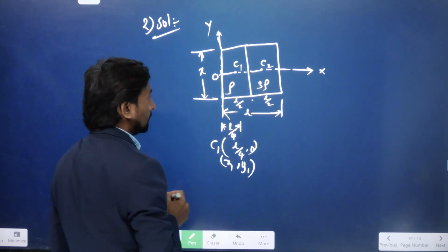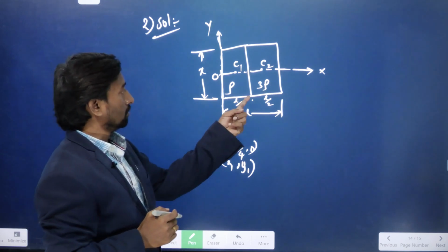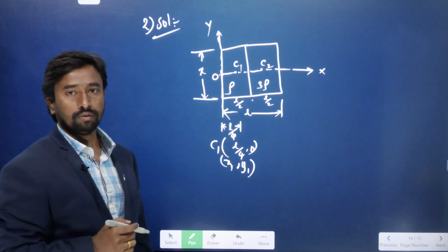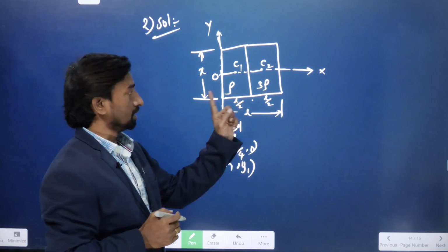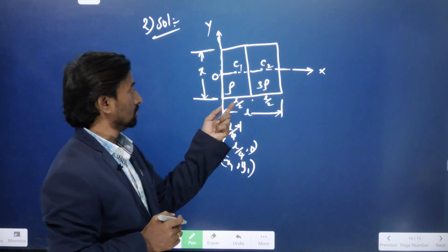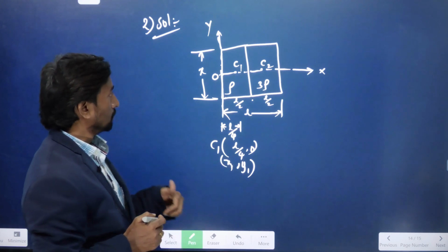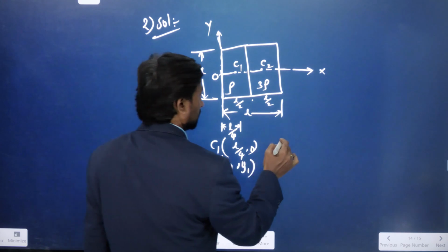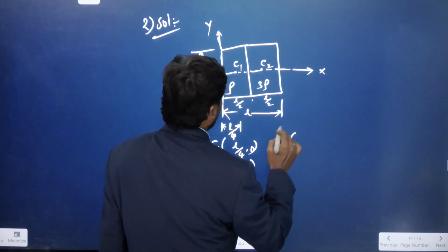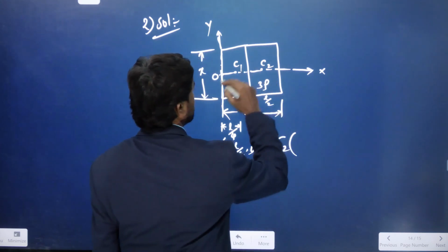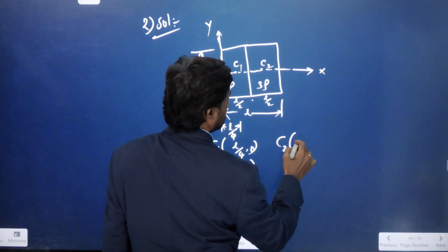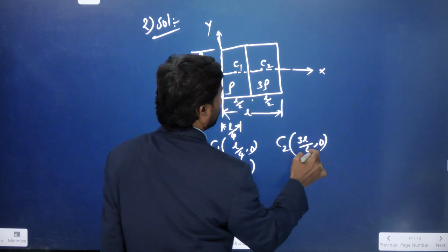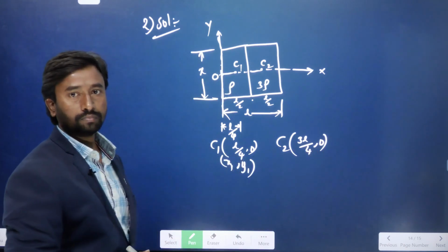The first one is at L by 2 from the origin, and from there a quarter of the length more. So we can write L by 2, L by 4 plus L by 4, that is 3L by 4. So the coordinates of the center of mass of the second rectangular plate are 3L by 4 comma 0.